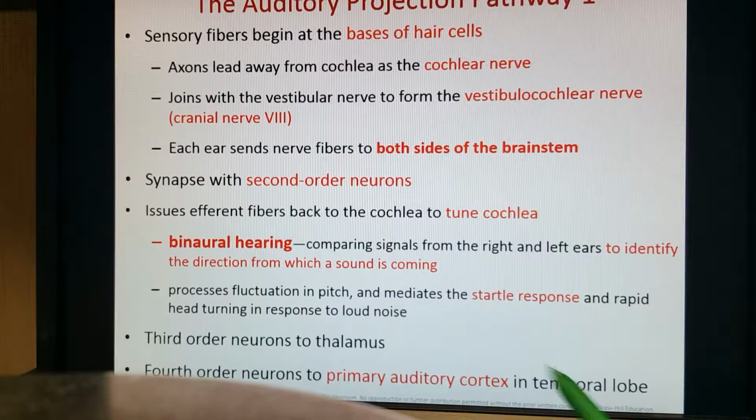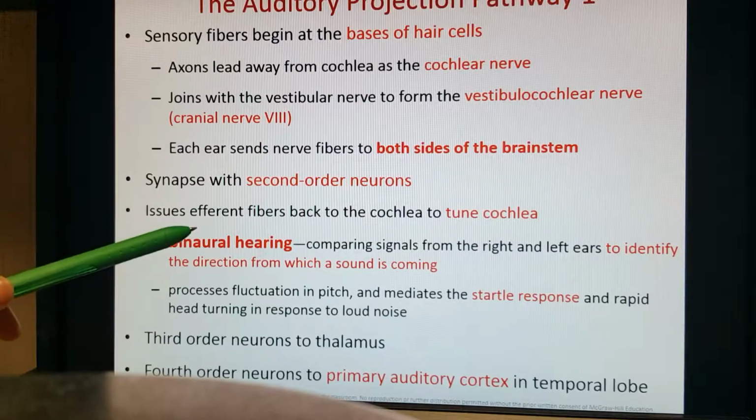And that leads to our startle response. A loud bang on one side of the head causes us to turn our head towards that loud sound. Again, with binaural hearing, sound information coming from two different directions tells our brain, hey, the sound is coming from this side because it's louder on that side.